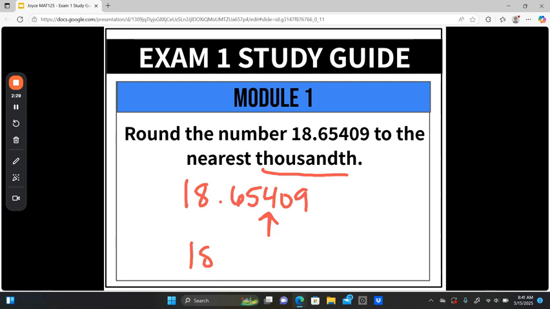So we've got 18.654. And because these are zeros, we don't have to write them in this case. If we had zeros over here, we would need to write them, but if they're after the decimal place, we can just leave them off.